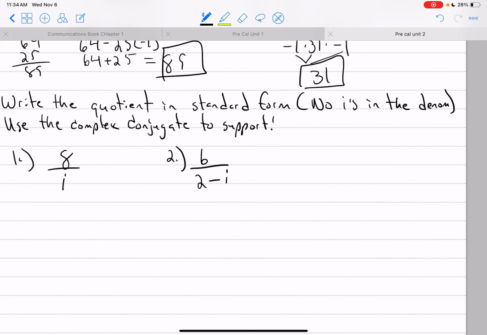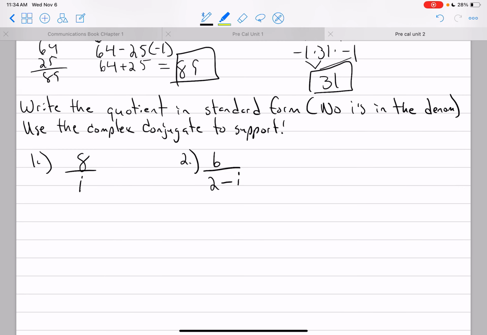So let's do one more piece. Write the quotient in standard form. Again, you can't have any i's in the denominator. Use the complex conjugate to support you in doing this. So we're going to take 8 divided by i, and we're going to use complex conjugates to help us get rid of the i in the denominator.